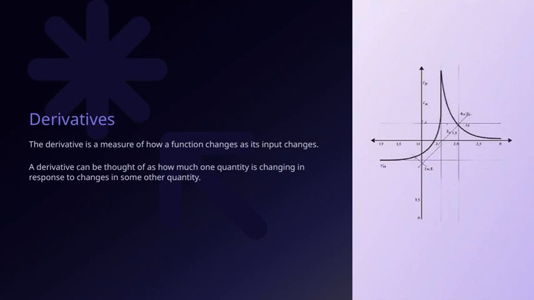A derivative can be thought of as how much one quantity is changing in response to changes in some other quantity. It's really about understanding the rate at which things are changing. The derivative is essentially a measure of how a function changes as its input changes. So, when we talk about derivatives, we're focusing on the relationship between the input and the output of a function, and how small changes in the input can lead to changes in the output.